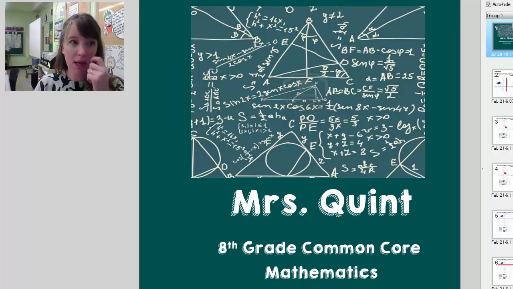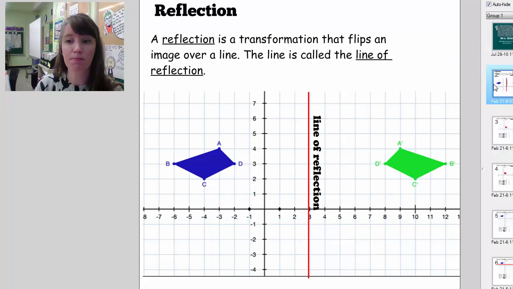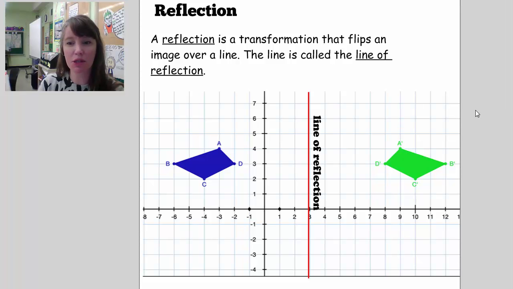Welcome back. Today we're going to talk about the properties of reflections. A reflection is a transformation that flips an image across a line.